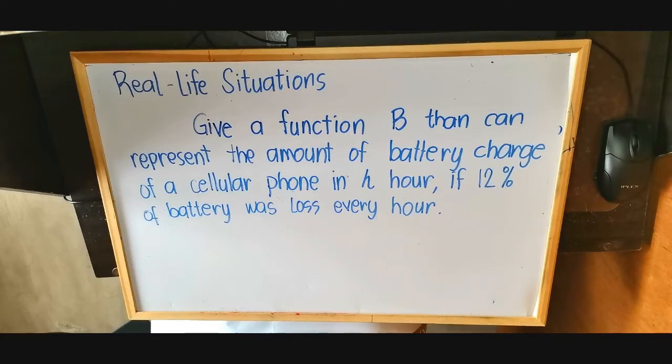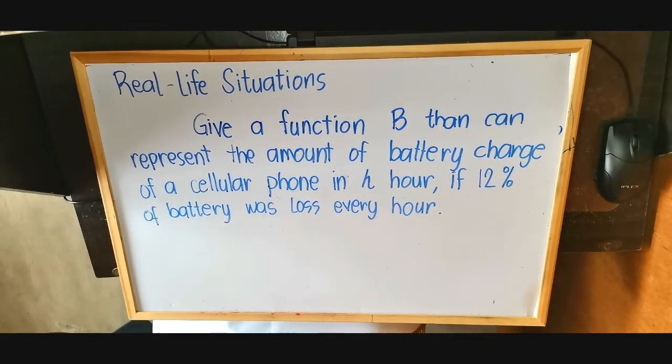Give a function b that can represent the amount of battery charge of a cellular phone in h hours if 12% of battery was lost every hour. Okay, so mga anak, imagine, nag-charge kayo ng cellphone nyo. After charging, you have 100% of the battery. Every hour, your battery will lose 12%. So, ibig sabihin, kung gumamit kayo ng cellphone nyo sa isang oras, nabawasan ito ng 12%.